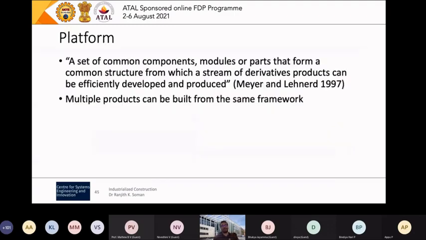And that's where we need a platform. So what is a platform? A platform is a set of common components, which you've seen earlier, modules or parts that form a common structure from which a stream of derivative products can be efficiently developed and produced. It's the same components which are manufactured, but it ends up as different products. And the best part is that multiple products can be built from the same framework.